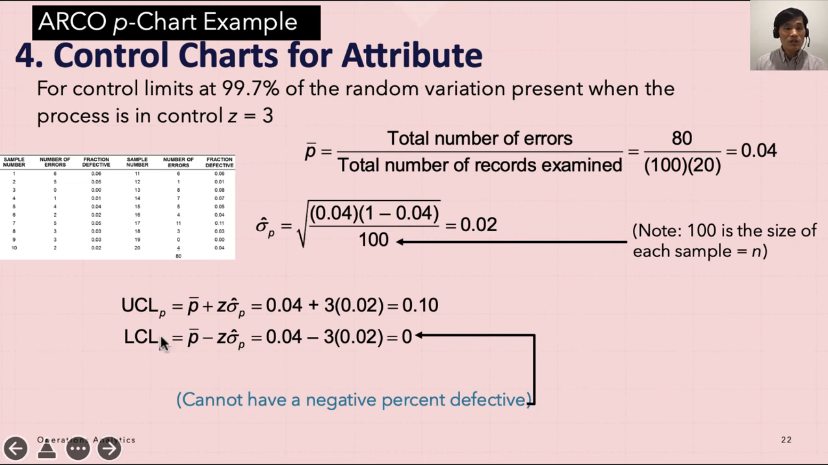Now you can calculate your upper control limit and lower control limit. So UCL P equals P bar plus Z times sigma P, which equals 0.04 plus 3 times 0.02, which is 0.1. LCL P is just subtracting Z times sigma P from P bar. If you do that, it's actually negative, because 0.02 times 3 is 0.06, so 0.04 minus 0.06 is negative 0.02. However, as I said, there's no negative percentage, so it should be the lowest possible, which is 0. So 0.10 is the upper control limit, and 0 is the lower control limit.